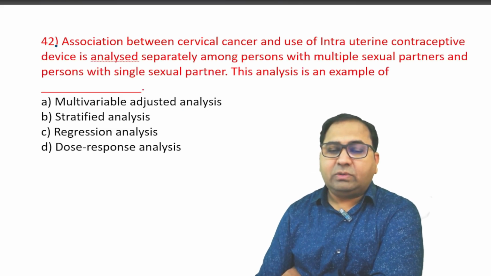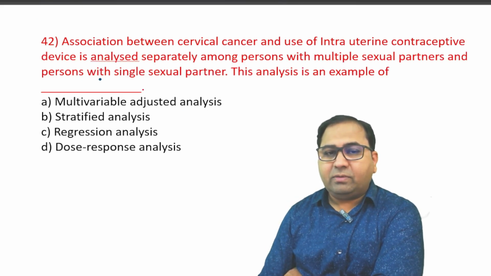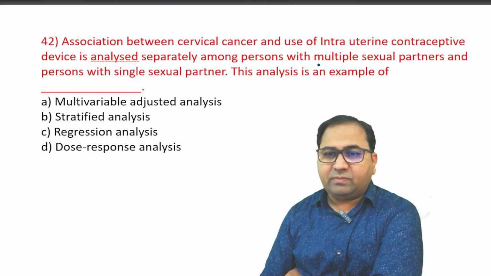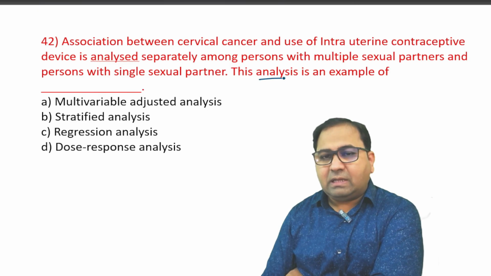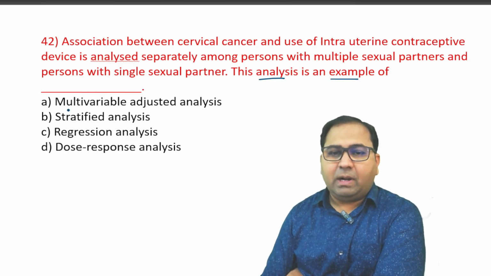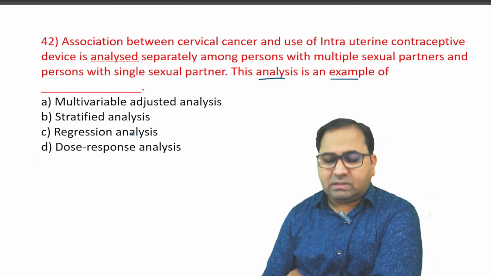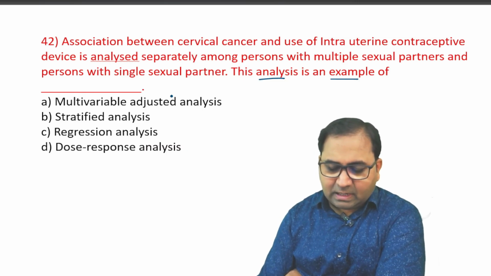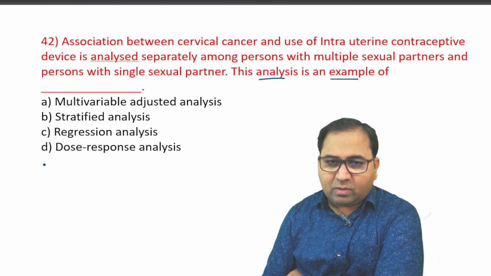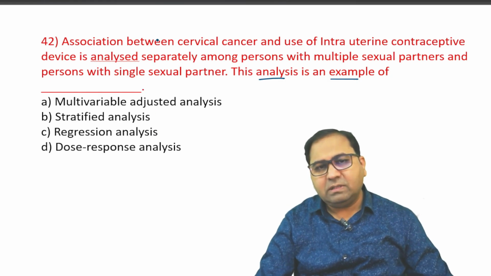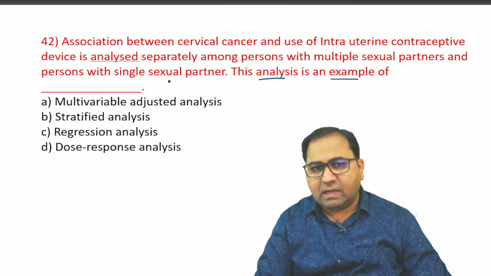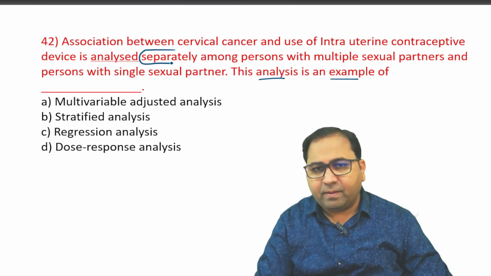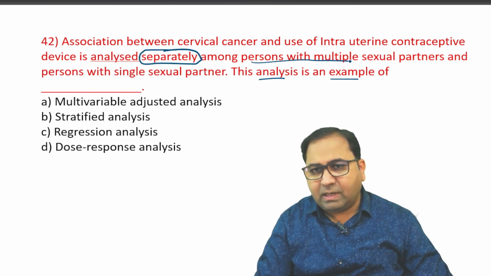Next question. Association between cervical cancer and use of IUCD is analyzed separately among persons with multiple sexual partners and persons with a single sexual partner. So this analysis is an example of what? Is it multivariate adjusted analysis, or stratified analysis, or regression analysis, or dose dependent or dose response analysis?